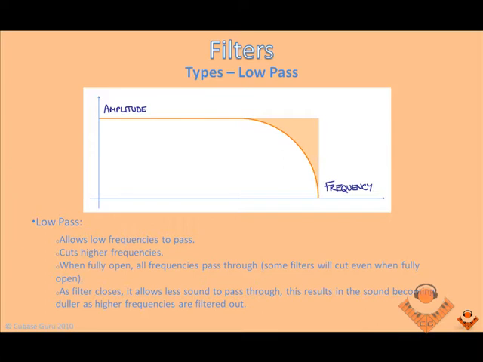Now again, this is the kind of thing that you'll learn once you learn the filters that you're using, whether it be in Zebra or Predator or an Access Virus or a Moog or whatever it may be. You learn the filters, it's very important. And again, as the filter closes, it allows less sound to pass through. This results in the sound becoming duller as higher frequencies are filtered out. Pretty self-explanatory, but I can show you that, which is what we'll do now.